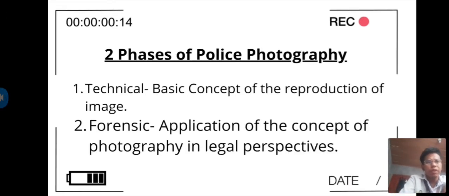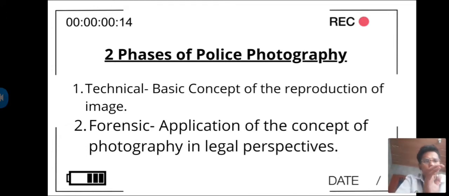Next one is the phases of photography. We have two. We have technical and forensic. Technical, this is the basic concept of the reproduction of image. Take note of the word basic concept, okay? Basic concept meaning you take pictures, it will be stored, and it will be developed. That's the basic concept of photography.